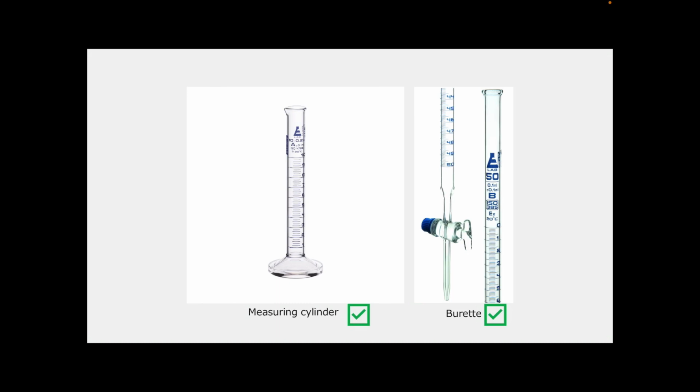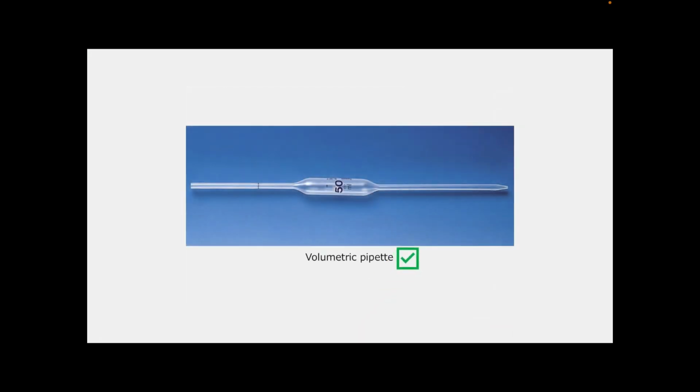Measuring cylinder and burette are suitable to measure liquid as they have many graduation marks, while volumetric pipette can also be used to measure volume of water even with a single graduation mark here. The pipette shown here can be used to measure a single volume of water.